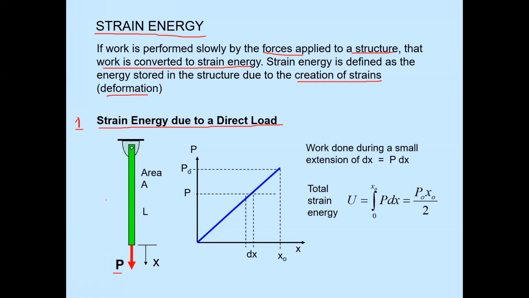Direct load means this is a rod member, area A, length L, and a direct tensile force P is applied to this structure, and the deformation is x. So, consider the work done during a small extension of dx. Let me assume that due to the force P, the member deflects a distance of dx. Now, work done is equal to force into displacement delta.